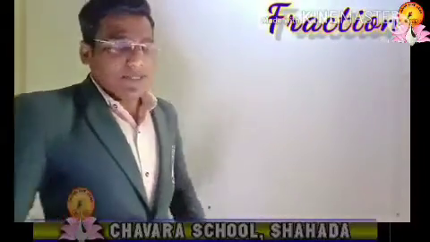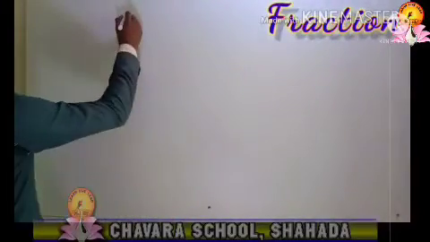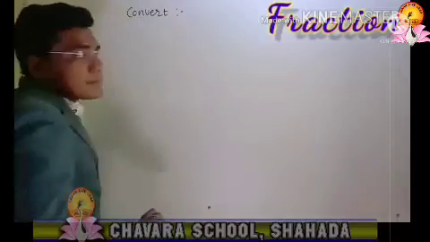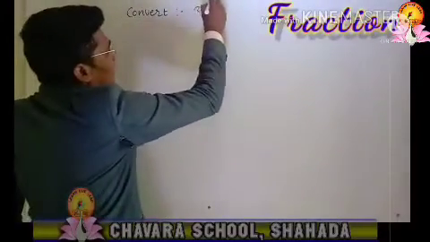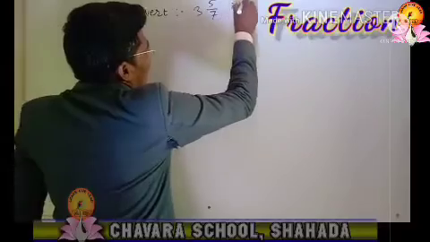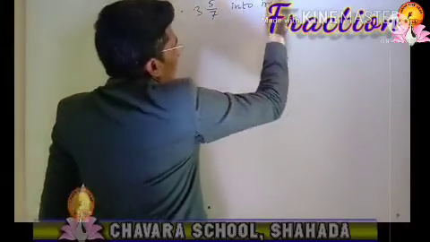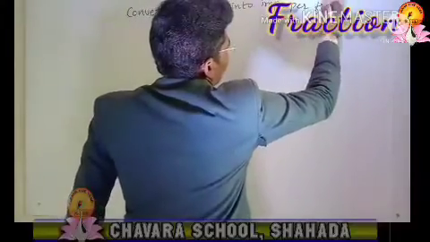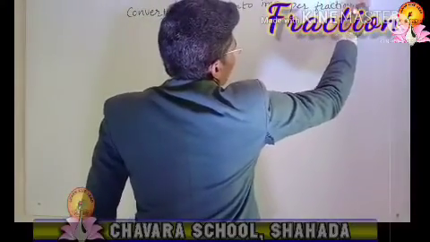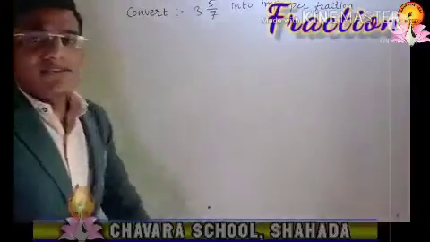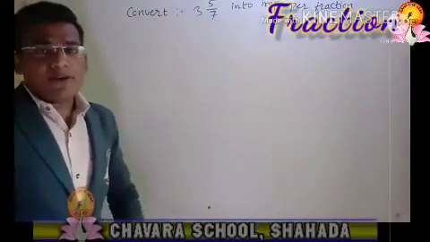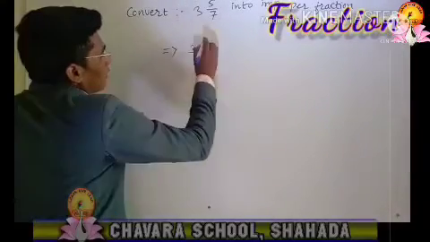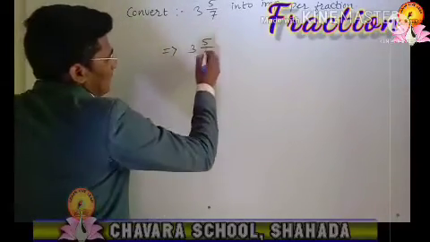So the first example is convert 3 5 by 7 into improper fraction. Now how to convert 3 5 by 7 into improper fraction? So first of all, write the equation as it is, 3 5 by 7.